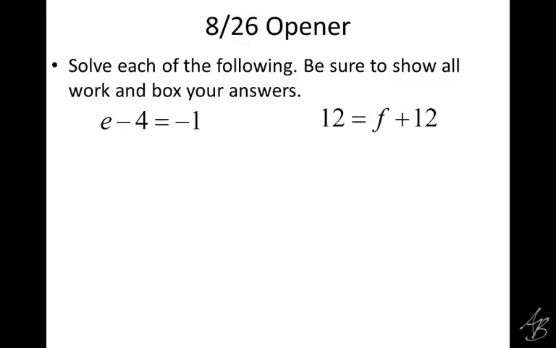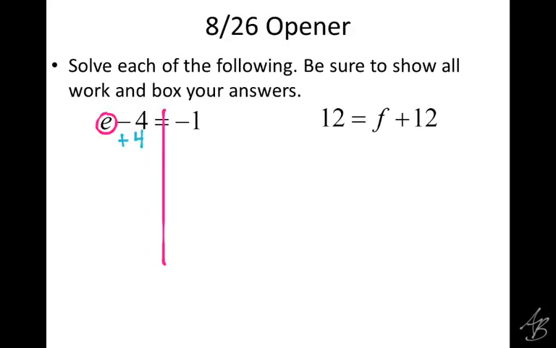So let's start with these two. For this one, we'll circle the variable. We want to get that e by itself. So I'm going to show that here by circling it. And then I'm going to draw the line of equality. And then to get the e by itself, I need to get rid of what? Yeah, I need to get rid of that 4. And so I'm going to get rid of the minus 4 by adding 4.